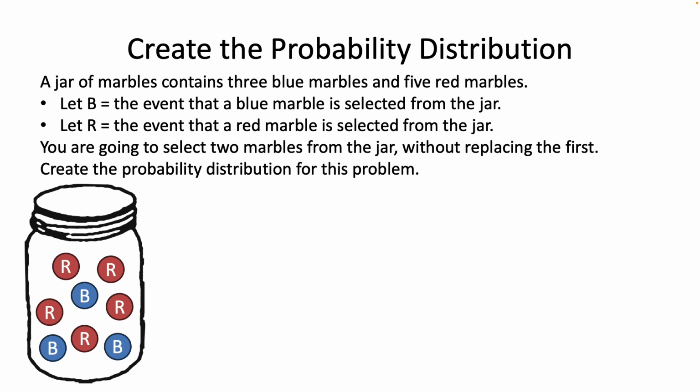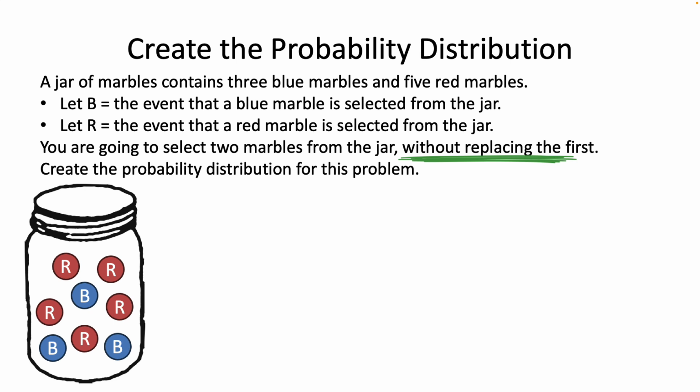When I look at this problem, I see 2 main things. The first thing I want to take note of is that I'm selecting 2 marbles from the jar. Since these are events happening in sequence, that tips me off that I'm probably going to want to use the AND rule for probability, which is also known as the multiplication rule. The other thing I want to take note of is that I'm doing this without replacement. Once the first marble leaves the jar, it's not going to be replaced. This tells me that we're going to be looking at dependent events.